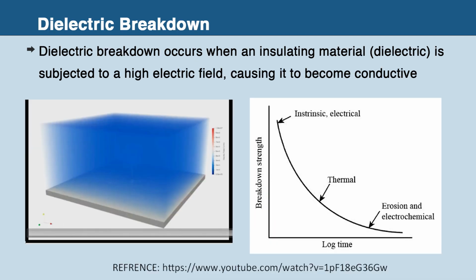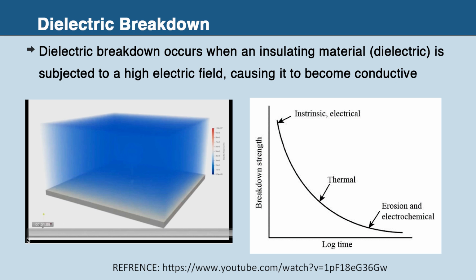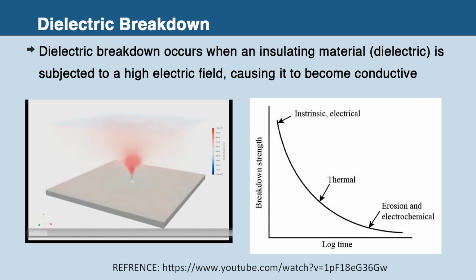Next topic is dielectric breakdown. Dielectric breakdown occurs when an insulating material is subjected to a high electric field. This phenomenon typically happens when the electric field exceeds the material's dielectric strength, leading to the rapid formation of a conductive path and resulting in electrical discharge. Dielectric breakdown can damage the material and associated electronic components, making it a critical factor in the design.